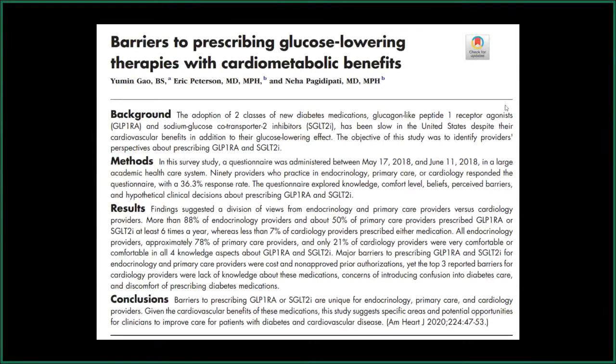So what are the barriers to prescribing glucose-lowering therapies for cardiometabolic disorder? This is from the American Heart Journal. The barriers are unique for endocrinology, primary care, and cardiology providers. That means each of them has different uses of these drugs, and you will find some people more comfortable using a particular drug as opposed to others.